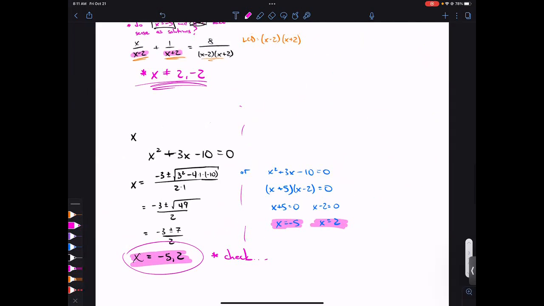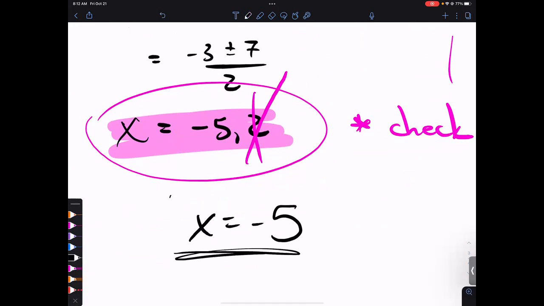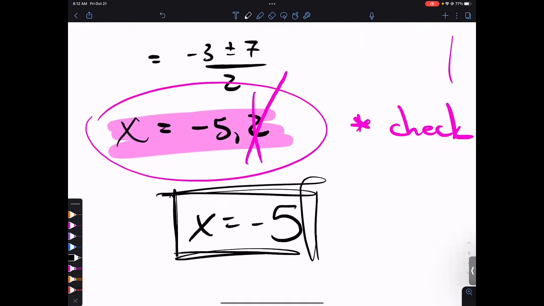Checking them could be comparing against the list I already made of things that don't work. So I'm already thinking, okay, there are some things that would not work here. You're not necessarily always going to get solutions that match up with that list. They could be totally unrelated. But when I do that check, I have to toss 2 out. And so x equals -5 is our only actual solution.